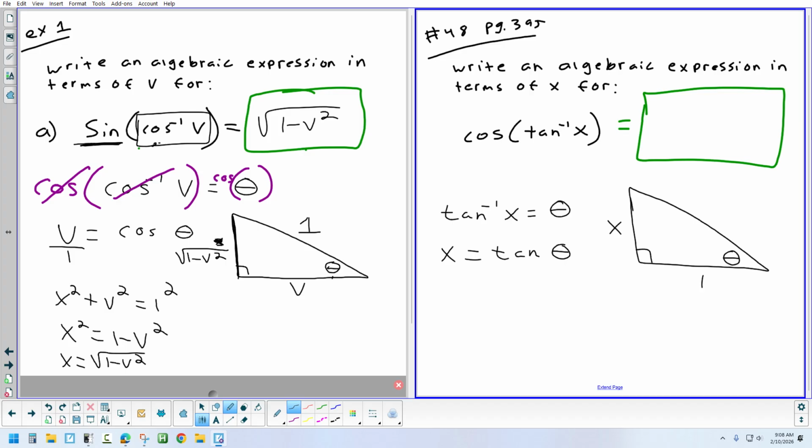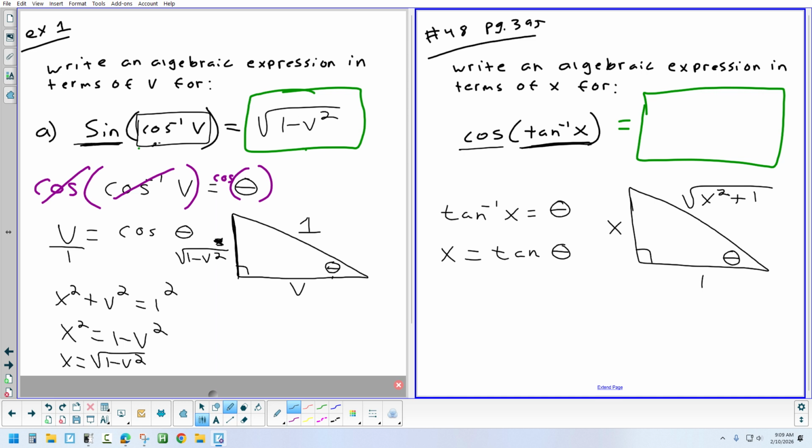Absolutely. You could label the sides any way you want, as long as when you divide opposite by adjacent, you get x. Usually using a 1 is the simplest way. So opposite is x, adjacent is 1. This part represents my diagram. They want the cosine of my diagram. So what other side am I going to need to get cosine? Yep. Hypotenuse. And that's going to be the square root of x squared plus 1. Okay, that's what you get when you use Pythagorean theorem.